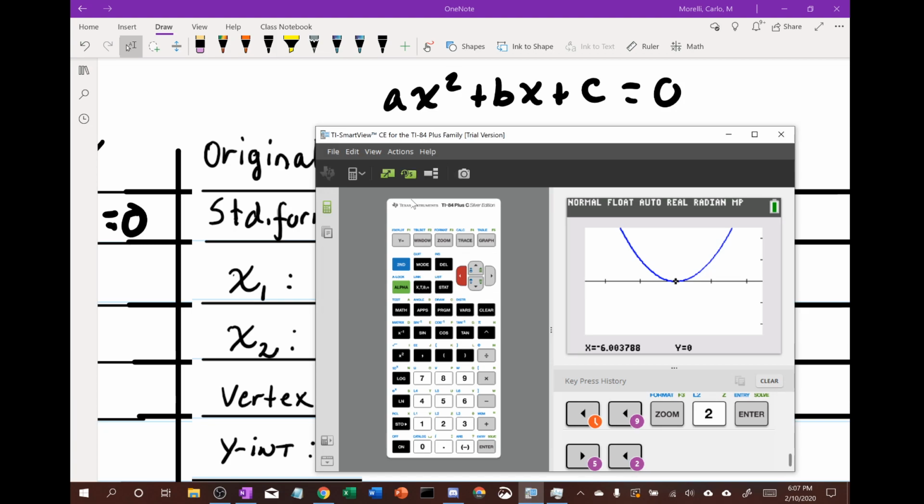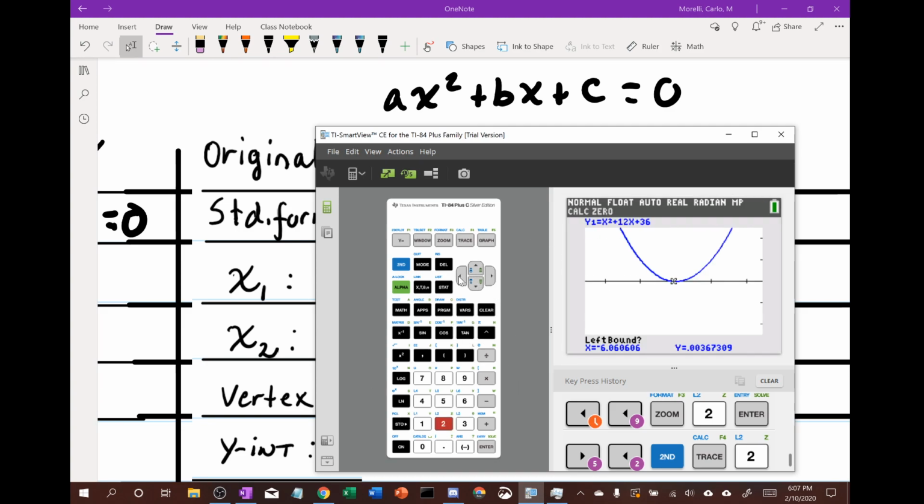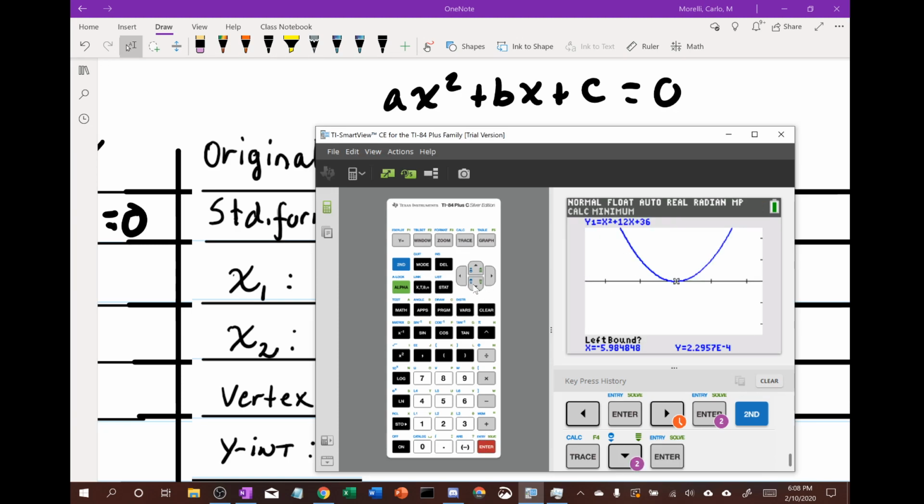All right. If you wanted to be sure, you could hit second trace, and then we could either choose 0 or minimum, but we'll do 0. And we'll put left bound, right bound, enter, -6. Okay, let's check the vertex as well while we're here. Second trace, minimum, enter, left bound, right bound, enter, enter. So the vertex is at -6, 0.